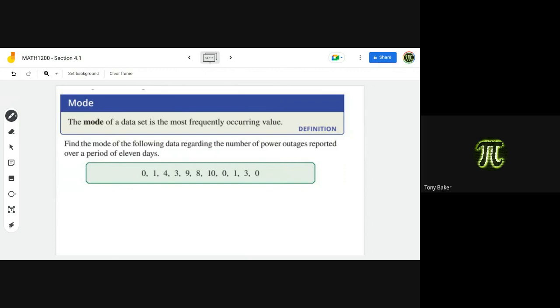What if I had another 1 there? What would be the mode? 1 and 0. Okay. So you can have more than one mode. It's called bimodal or multimodal. If there's more than one that has the exact same amount, you're going to list them both. Otherwise, it's the one that appears most.